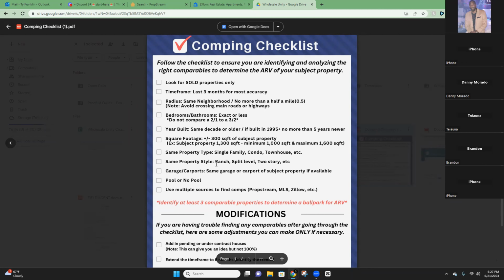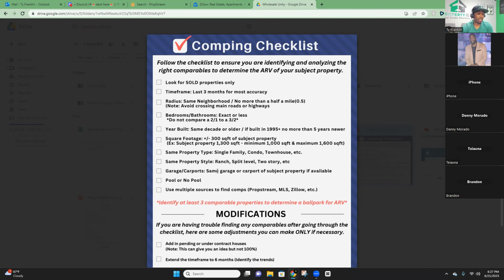Next thing, garages and carports. That's important as well, right? You want to make sure you're comparing properties that have either the same garage or carport. If they have a 2-car garage, 1-car garage, they have a carport, or if they don't have a carport, if they don't have a garage, you want to look into that stuff. That's kind of important in determining value. Because as you start looking at comps and comparables, you're going to see the houses that have garages, carports, etc. are going to be sold for a little bit higher price.